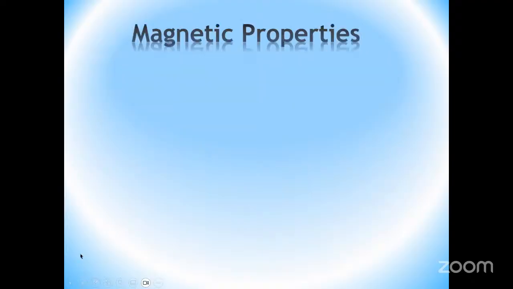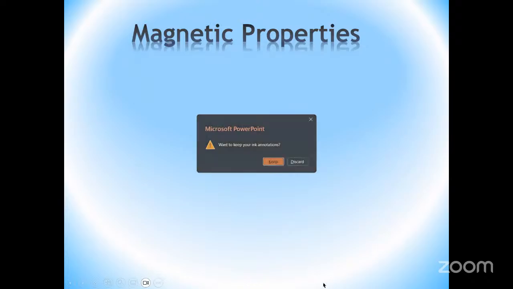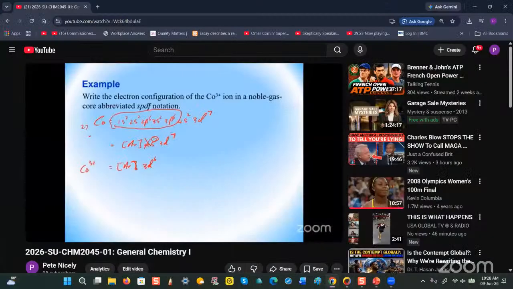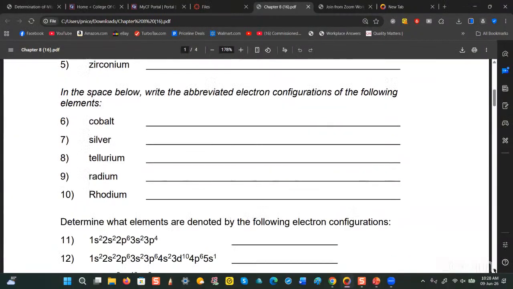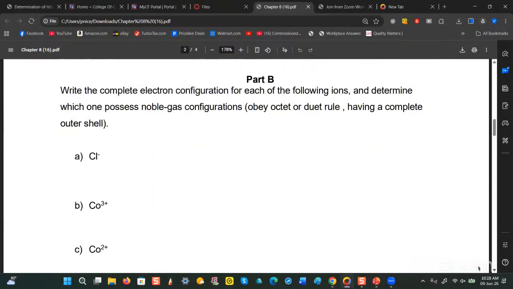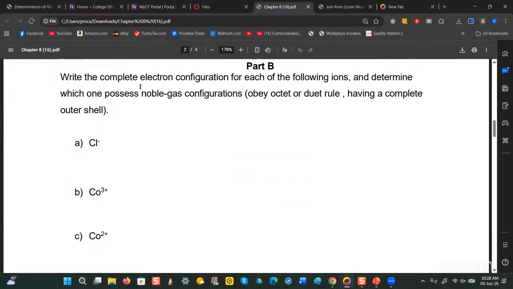Now based on that, we should be able to do some more questions from the assignments. Namely, this question is asking, part B: write the complete electron configuration of the following ions and determine which one possesses the noble gas configuration. In other words, whether or not it obeys the octet or duet rule, having a complete outer shell. So in the case of chlorine, chlorine has an atomic number of 17, right?